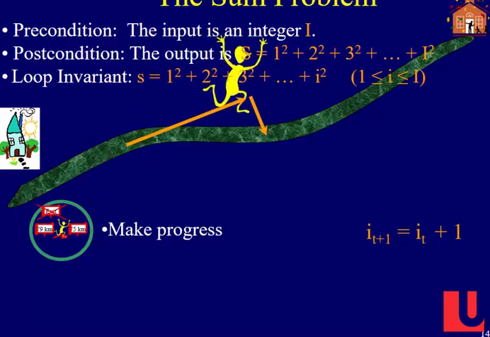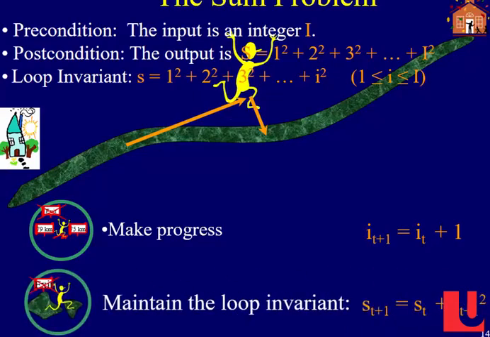So that's our progress. How do you maintain the loop invariant? You add the next object back in. And by formalizing, we have a formal definition of I_t and of I_{t+1} and S_t and S_{t+1}. We have a formal definition that S_t is the sum up to I_t. So then when I increases, we know what we have to add on is the new value.